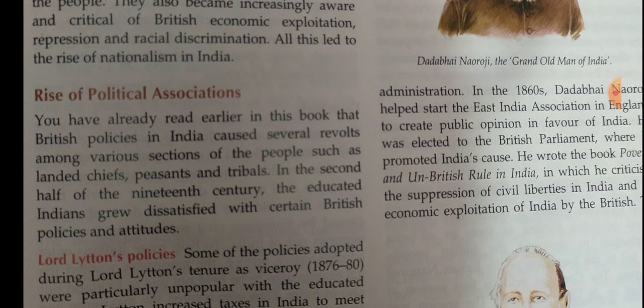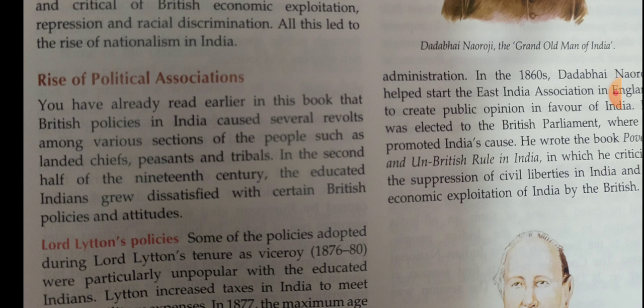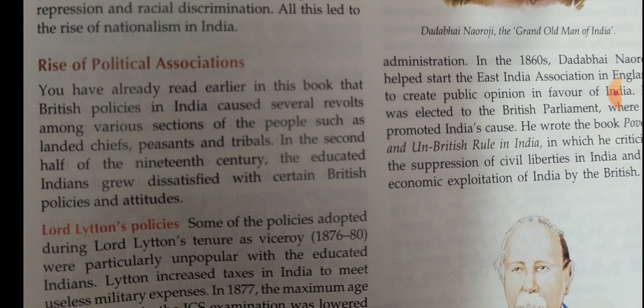In 1860, Dadabhai Naoroji helped start the East India Association in England to create public opinion in favor of India, and he was elected to the British Parliament. He wrote the book Poverty and British Rule in India. In 1860, Dadabhai Naoroji started the East India Association in England for what? To create public opinion in favor of India, and he wrote the book Poverty and British Rule in India.